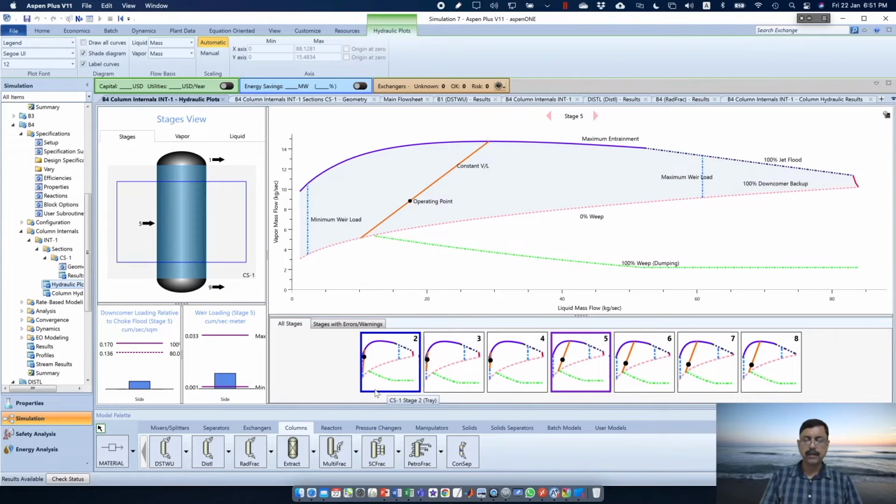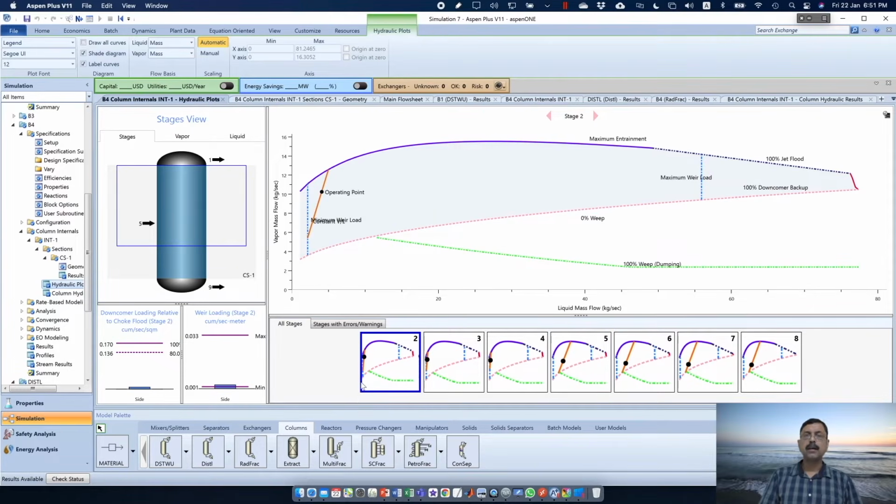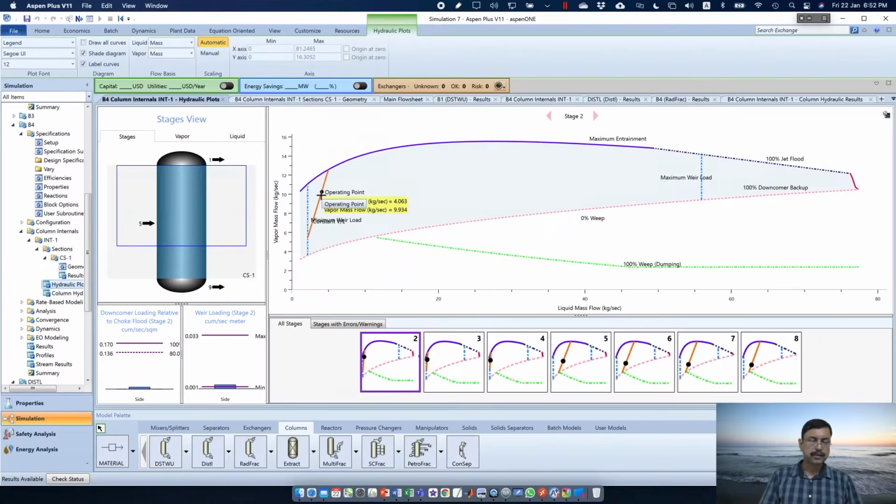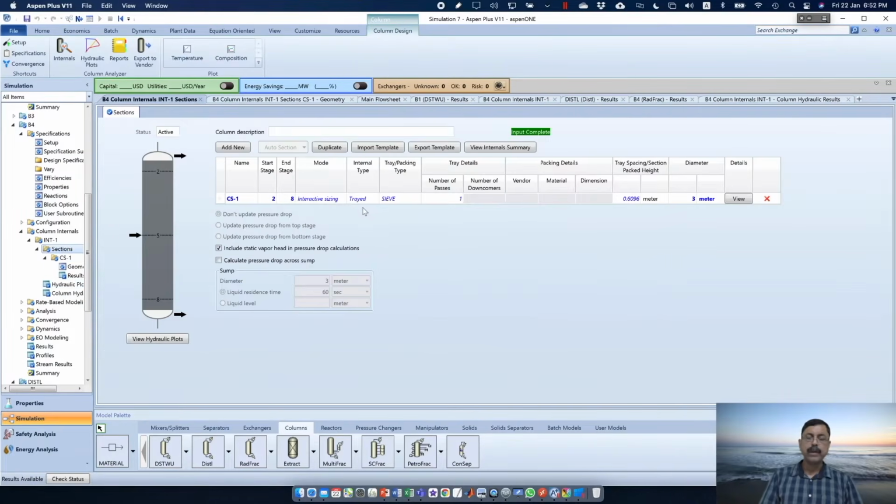So here we see starting from 2, 3, 4. Earlier we saw a cross mark for the first 3 trays. Now the cross mark has gone because the operating point has come down from here to here. So like that, you can check the hydraulics and other matters. In this section, we assume a tray column. Instead, we can use a packed column also.